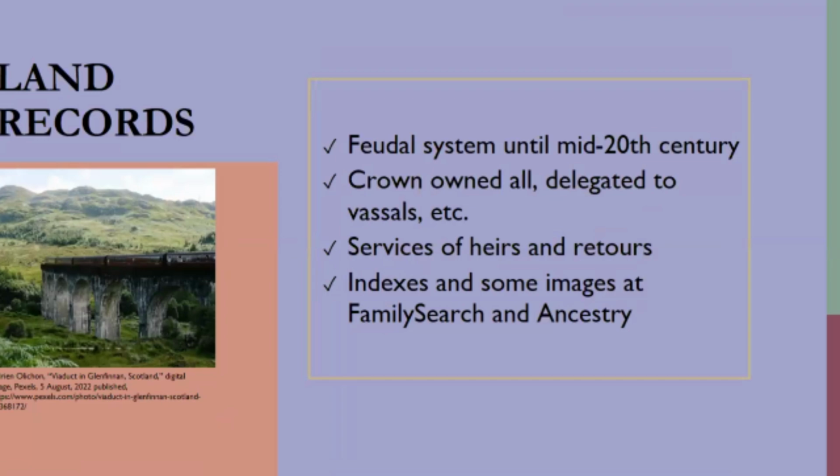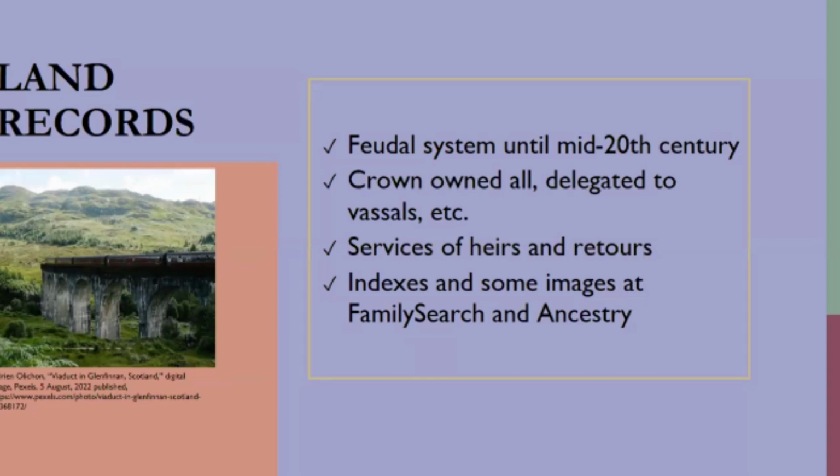Land records. Scotland was a little bit behind the times until the middle 20th century because they still had the feudal system in place. Basically, what that meant is the crown owned everything. And then they would delegate to their vassals portions of land. And if that vassal wanted to rent or lease out portions of that land that they were leased out to from the crown, they could do so. And then you would have a taxation where the tenant would pay the vassal, who would pay the crown, etc.